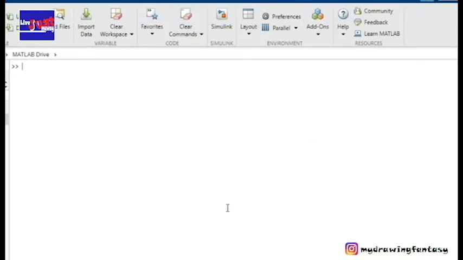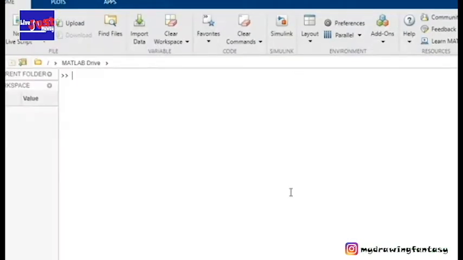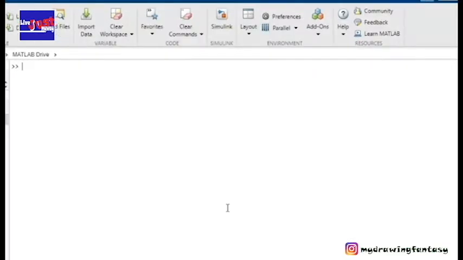Hi everyone. Today we are going to discuss the Fourier series. Before we start the session, we are going to understand how to create a square wave by adding a couple of sine waves. We are going to use MATLAB to plot the graph.